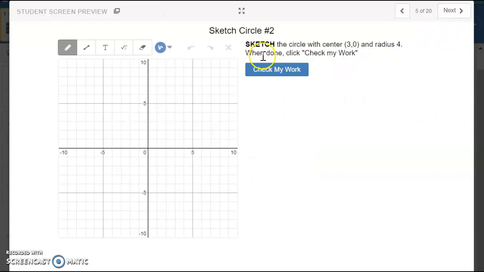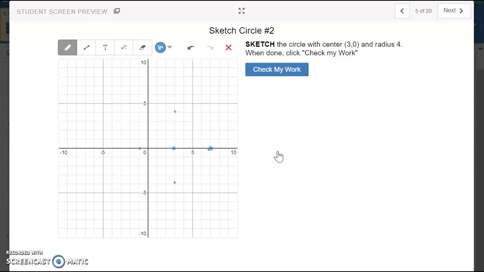Okay, now this time you sketch a circle with a center 3, 0 and radius of 4. So 3, 0, the x-coordinate is 3 and y-coordinate is 0. So that's my center right there. And I am looking for the radius to be 4 units. So I'm going to go to the right by 4. 1, 2, 3, 4. That's my rightmost point. And 1, 2, 3, 4 here. And then from 0 plus 4 will be here. And 0 minus 4 will be right there.